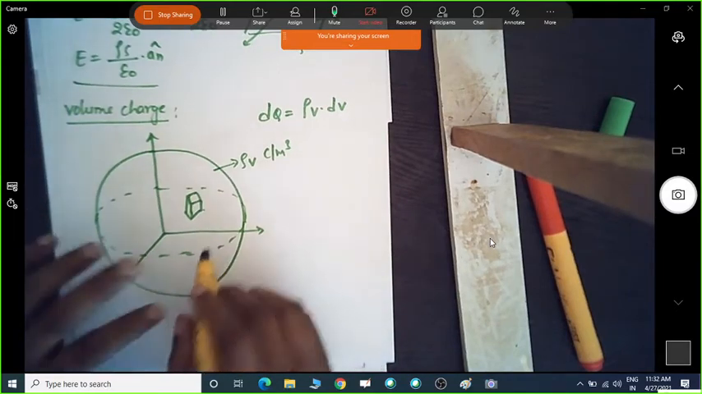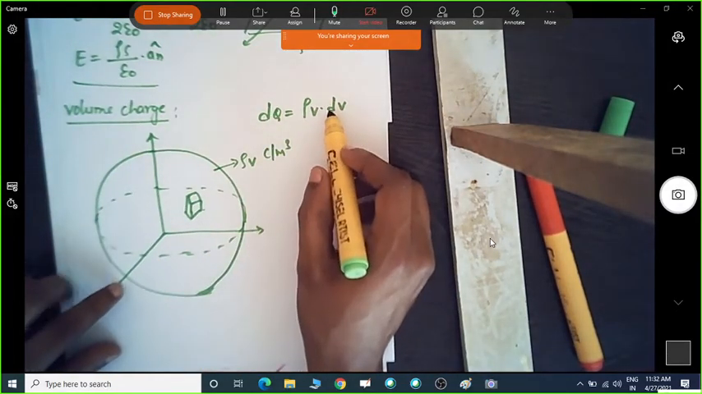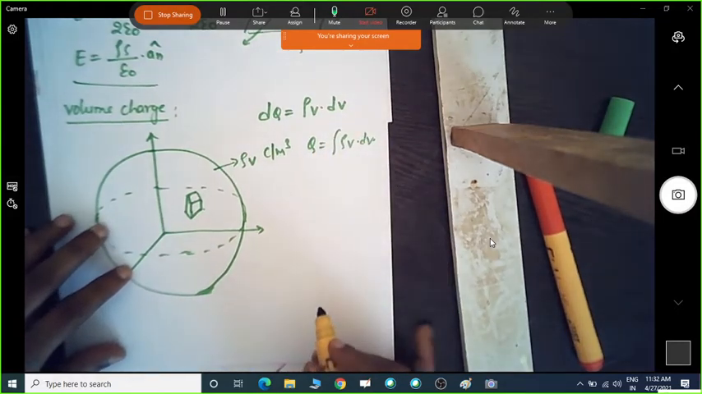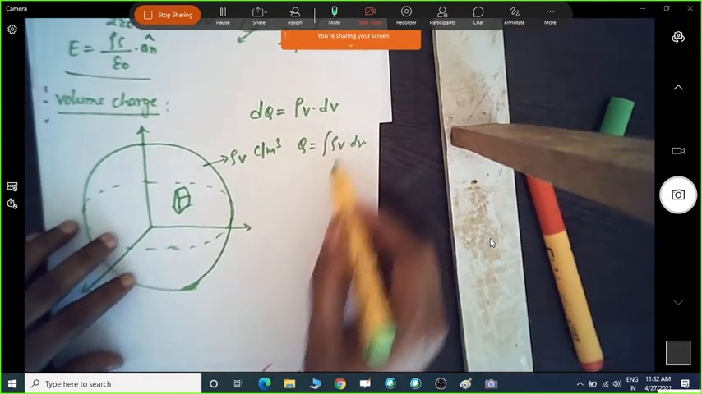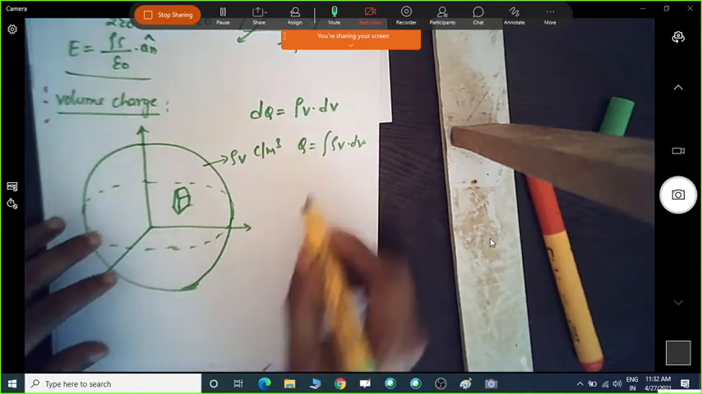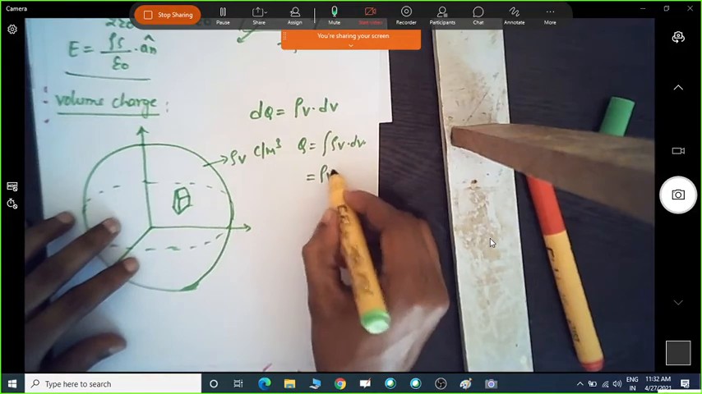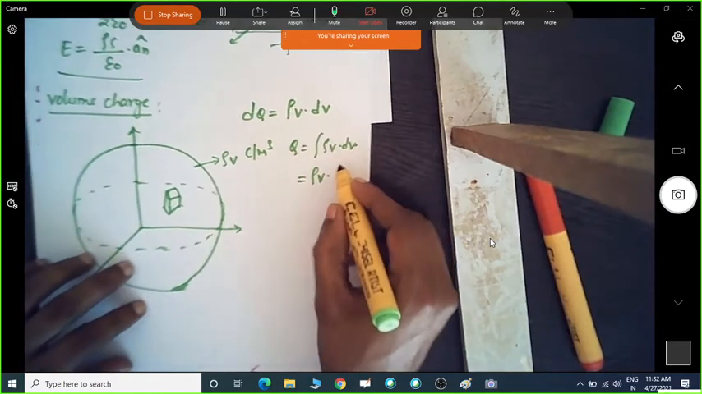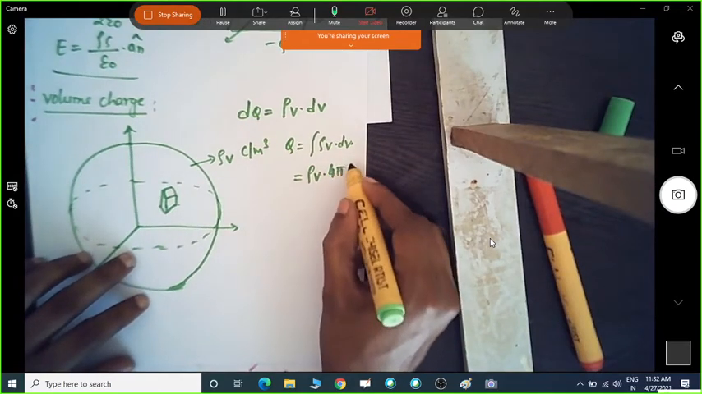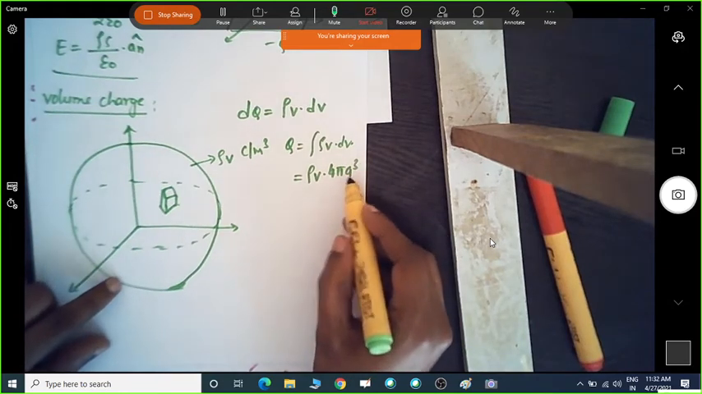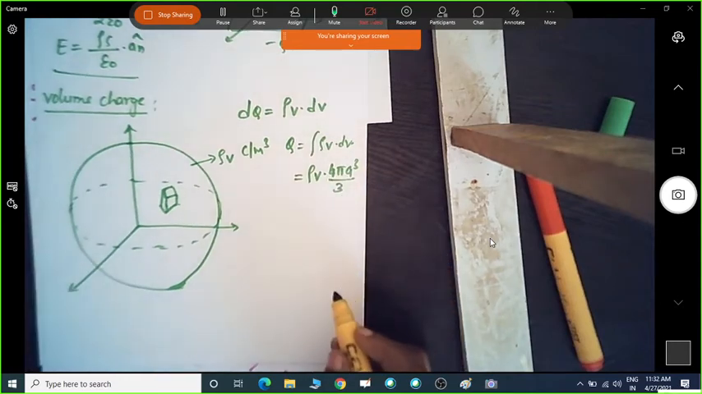Now if you want to find out the total charge, we have to integrate this, that is q equal to the integration of rho v into dv. Since it is a uniform charge distribution, we can take rho v out, and the differential volume integrates to the complete volume of the sphere, which is 4 pi r cube by 3 in general. If I consider the radius a, it is 4 pi a cube by 3, so that is the volume of the complete charge distribution.